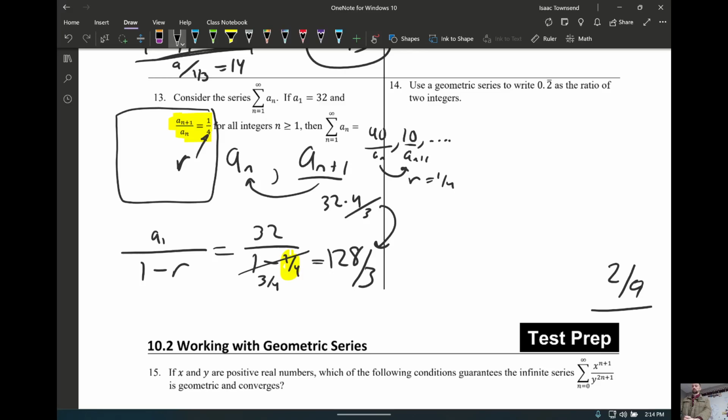So just the ratio, the r, this is the first term, and then this is r. Makes sense.